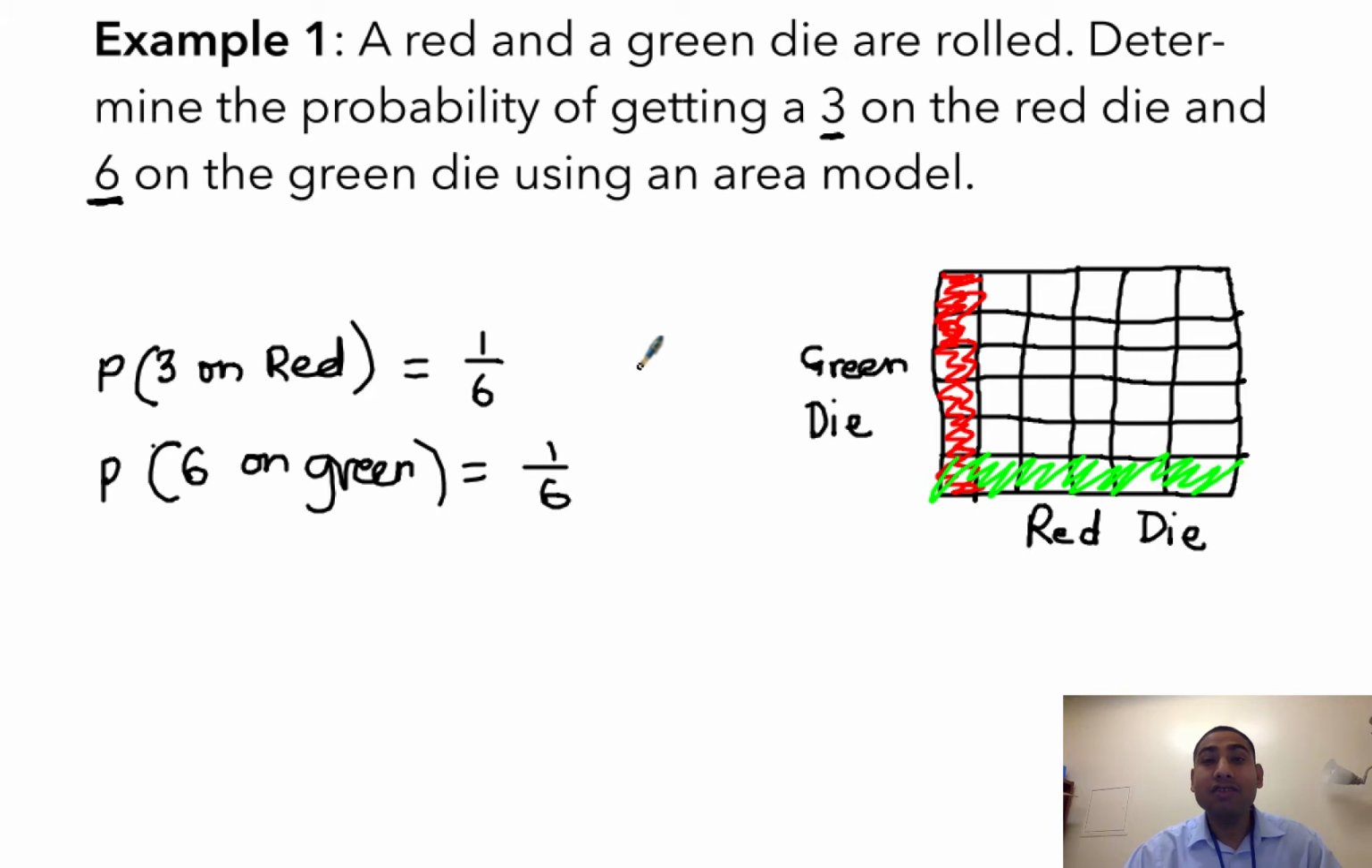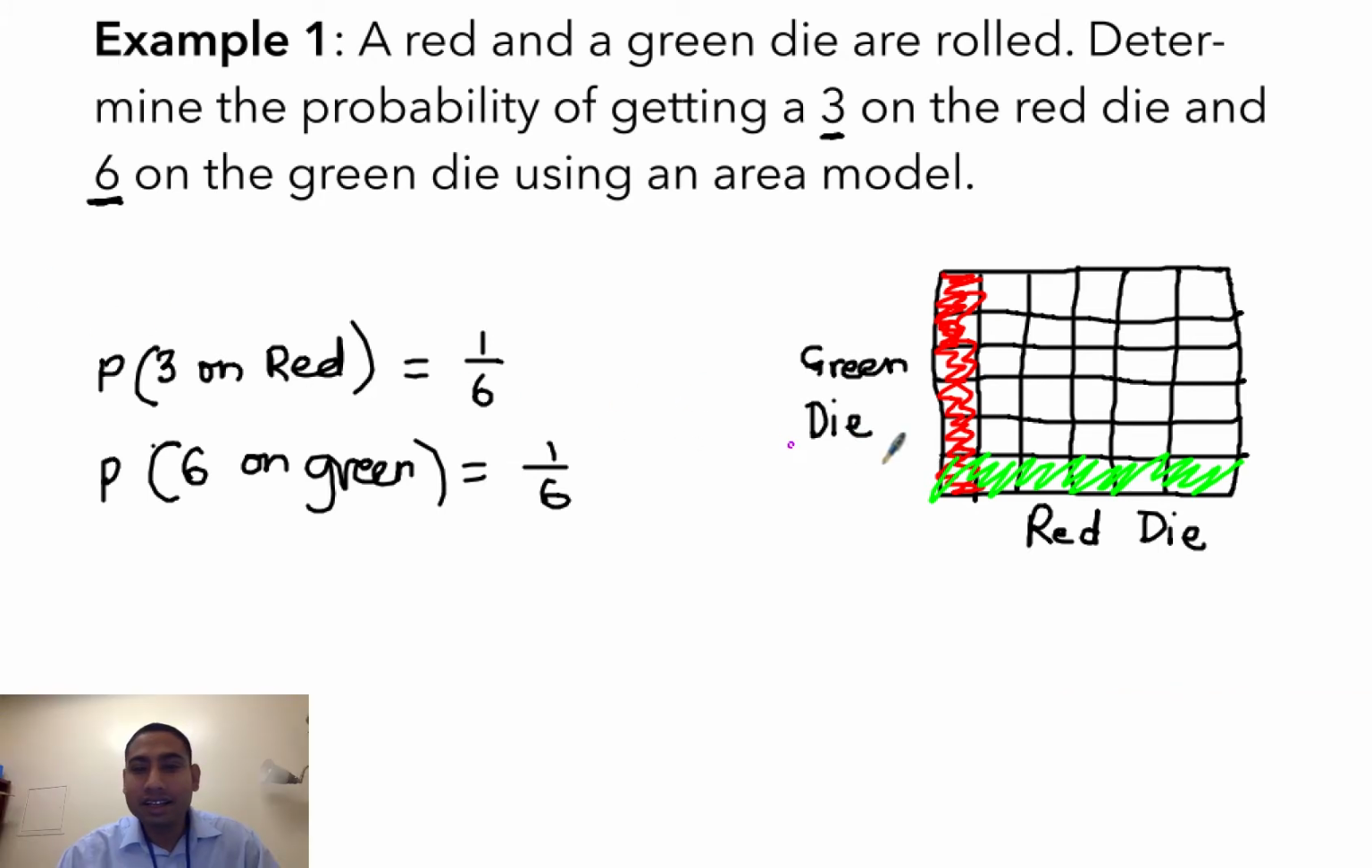and then probability of getting a 6 on green was also 1/6. Now, the question is asking us to find the probability of getting 3 on the red die and 6 on the green die. So I'm looking into this area model where the two shading that I did intersect. This is the area where the two colors intersect. So this area gives the probability that I get 3 on red and 6 on green.